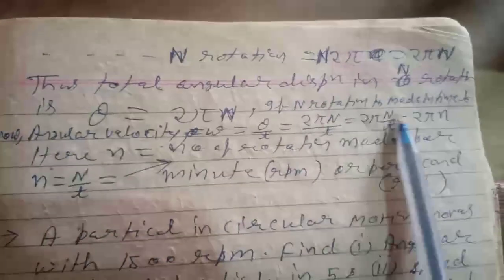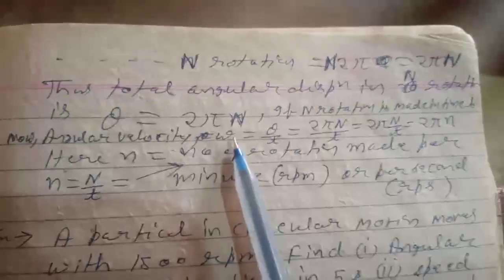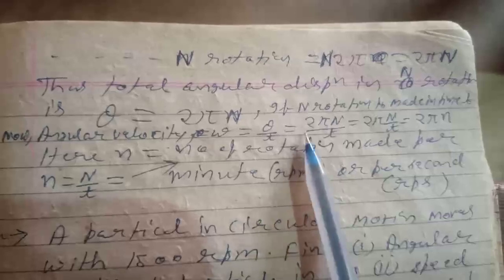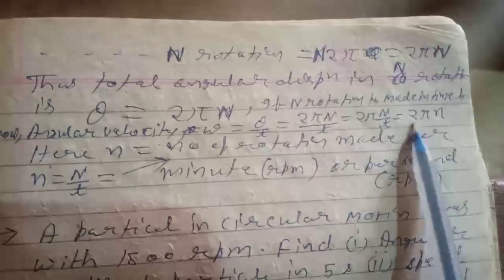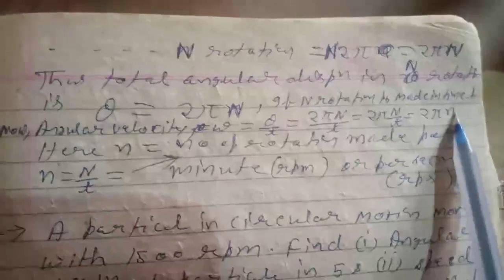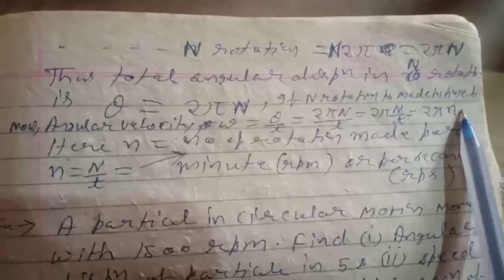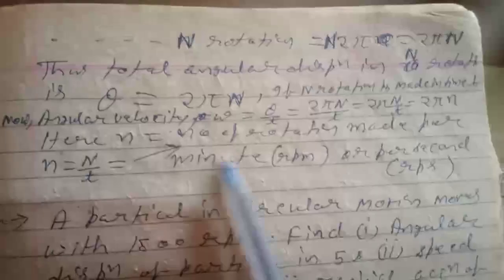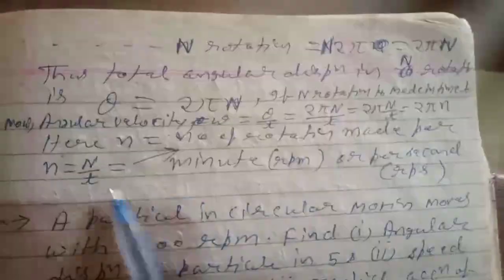If n rotations are made in time t, then angular velocity omega equals theta by t equals 2 pi n by t equals 2 pi into n by t, equals 2 pi n, where this n is called angular frequency, or number of rotations made per minute or per second.